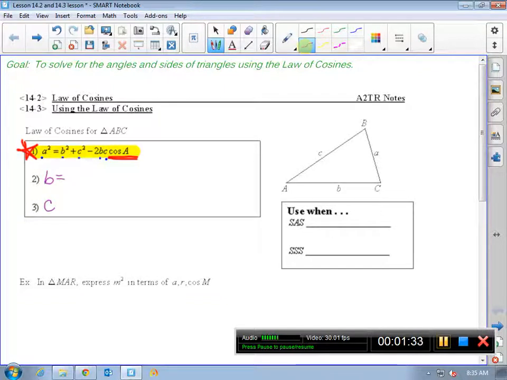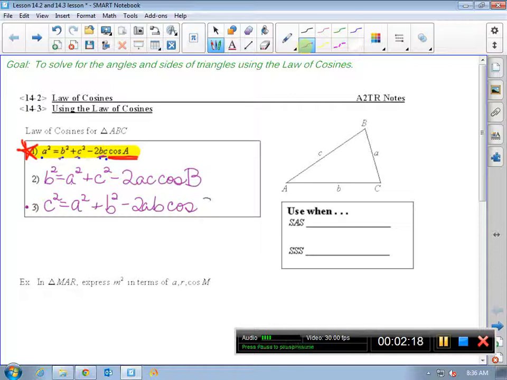cosines to suit this. So if I'm looking for side b, I'm going to have b squared equals the other two sides, a squared plus c squared, minus 2 times, and those match these, so 2 times ac, and the cosine of the angle across from side b, angle B. If I'm looking to find side c, then I will have c squared equals the other two sides, minus 2 times those, ab, and the cosine of angle C.